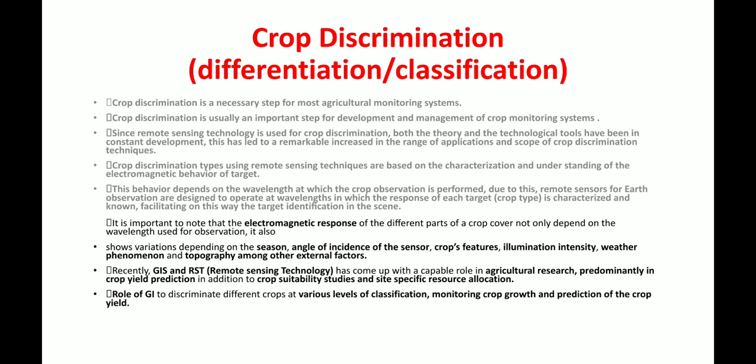Remote sensors for earth observation are designed to operate at wavelengths where the response of the target, or the crop type, is characterized and known, facilitating target identification in this way. As we know, the different crops have different wavelengths according to their observations with the help of remote sensors. We take the observations and discriminate the crops.